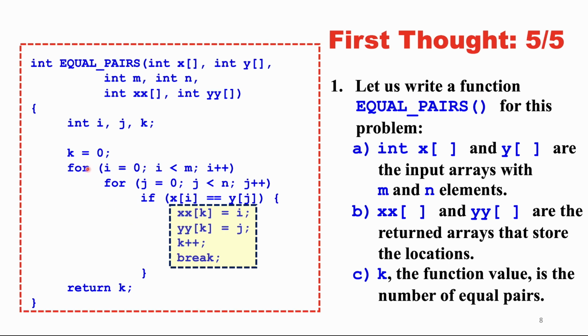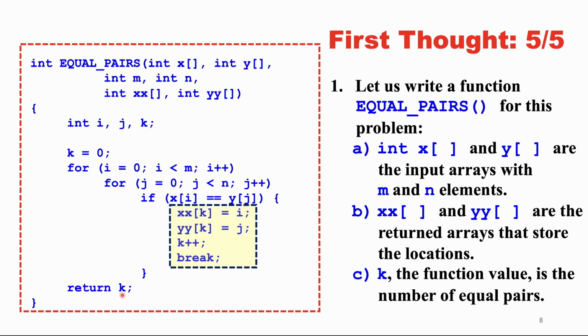Therefore, when the outer i loop finishes its work, we have found all equal pairs or no equal pairs. We return the counter value k. So this is our first version.